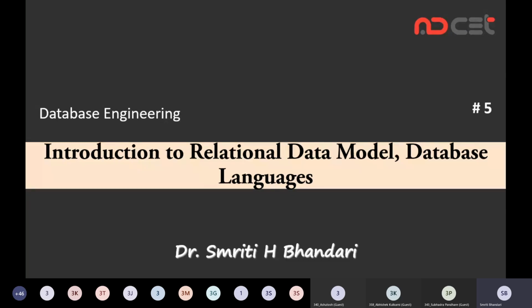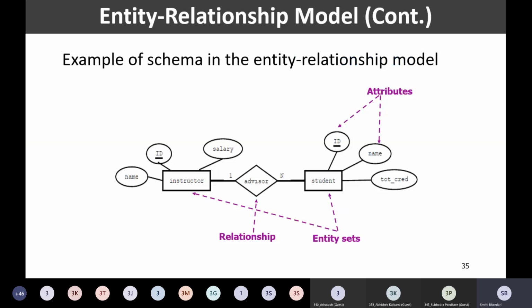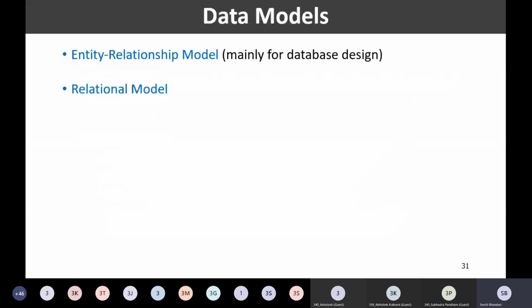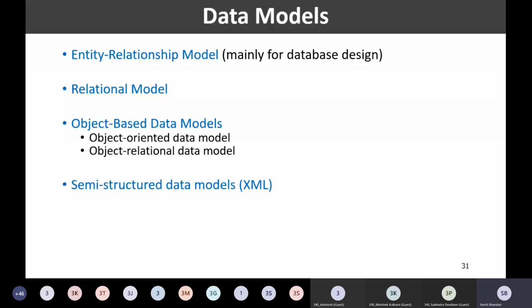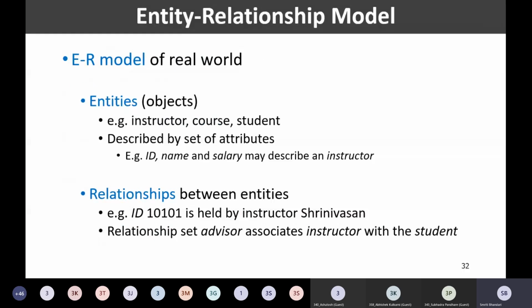So prior to beginning this session, let us recap what we did in the last session. In the last session we talked about various data models: ER model, relational model, object-based data model, semi-structured data model, and we have just mentioned a few older models as well. Out of all these models, we are going to focus upon the ER model and the relational data model in this course of database engineering. In the last session we also had an introduction to the ER model.